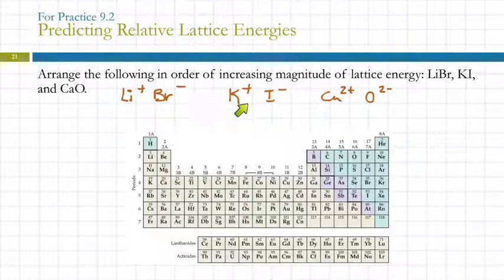Well, how could we decide which of these should be the smallest lattice energy and which one is going to go in the middle? Their charges are the same, so we're going to have to look at sizes. We've got lithium and bromide. Here's lithium, and here we've got bromide. And then I'll do this in a different color. We've got potassium and iodide.